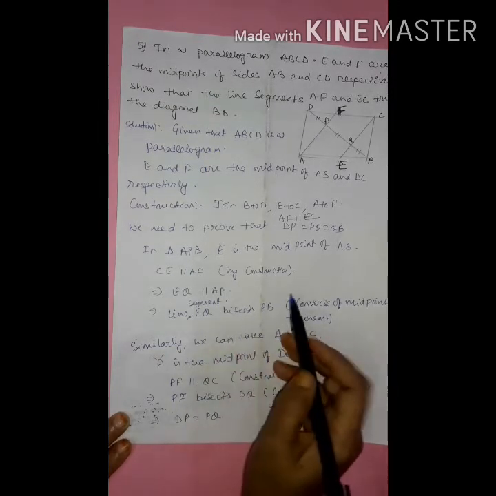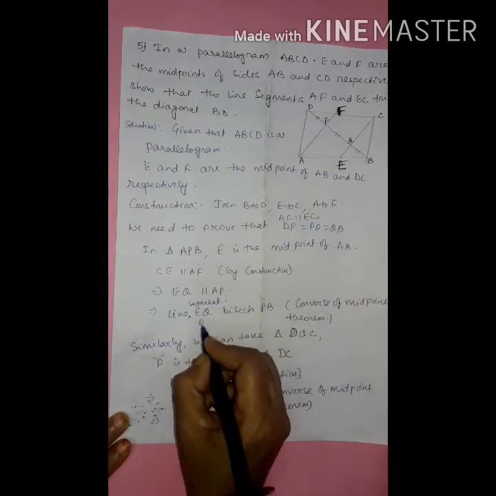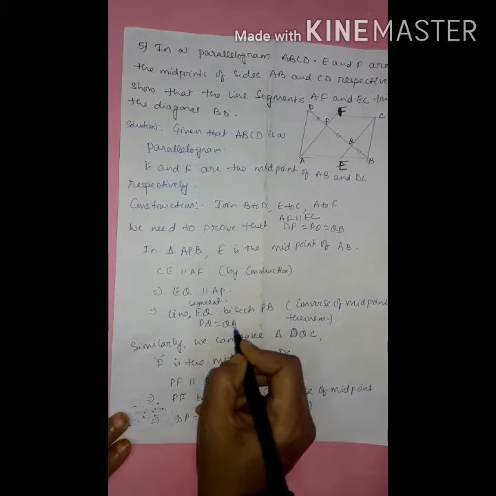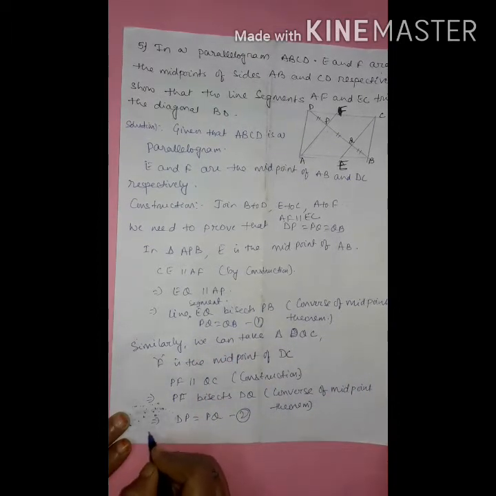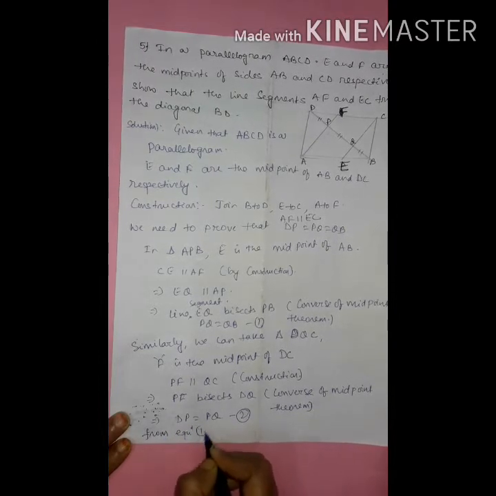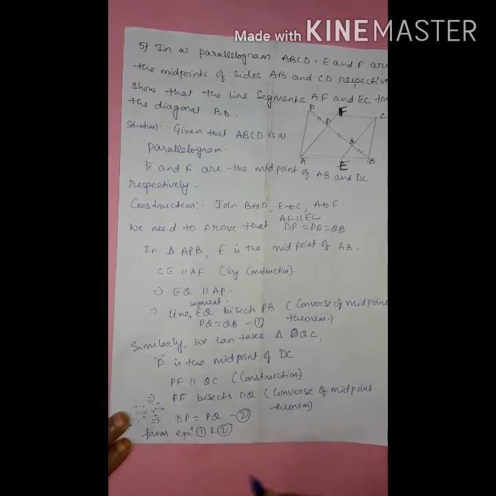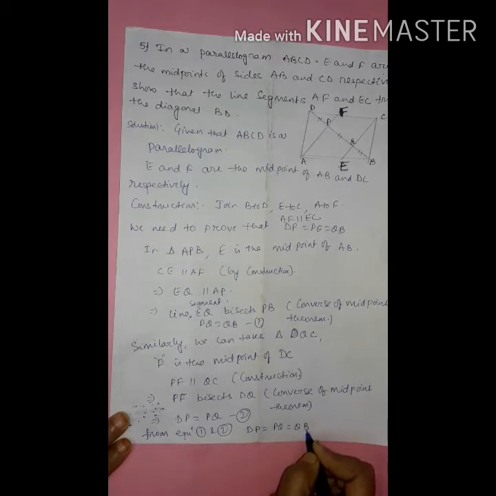Similarly, since EQ bisects PB, you will get PQ is equal to QB. This is equation 1 and this is equation 2. From equations 1 and 2, DP is equal to PQ is equal to QB. Hence proved.